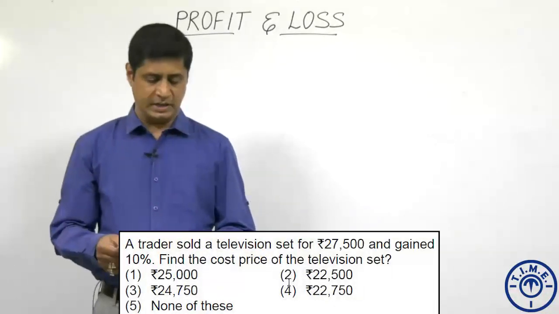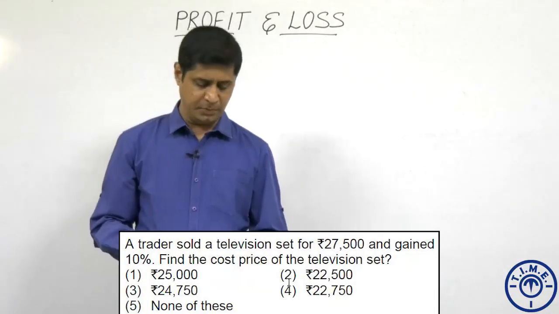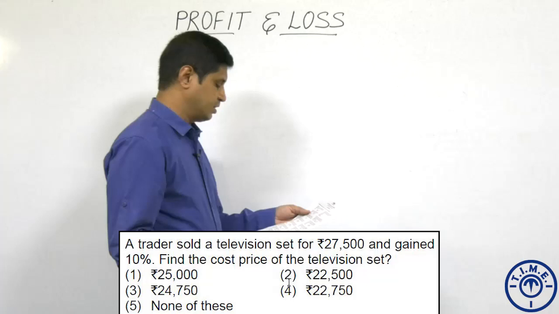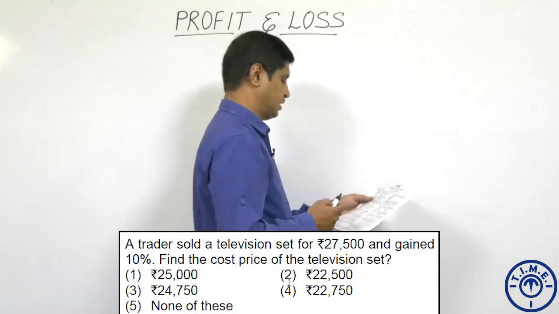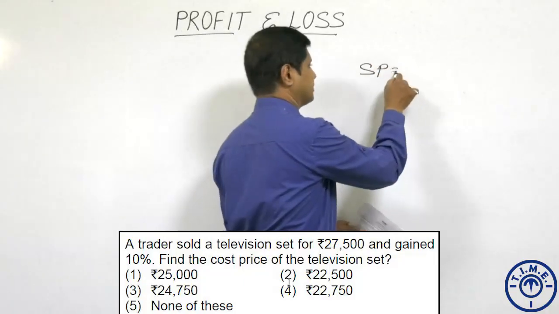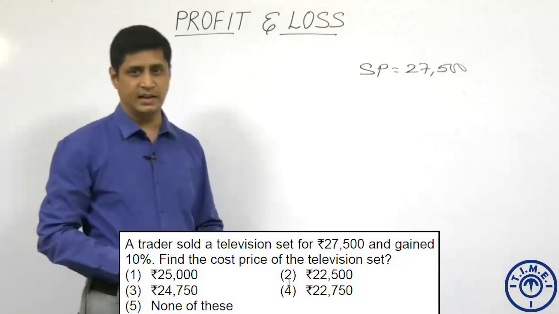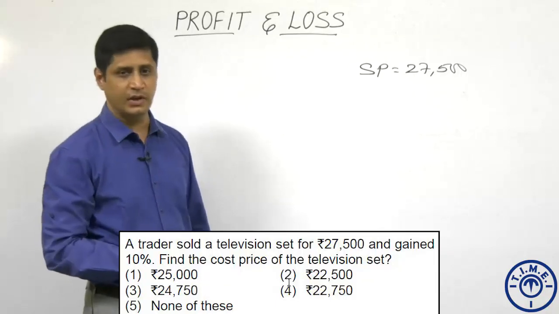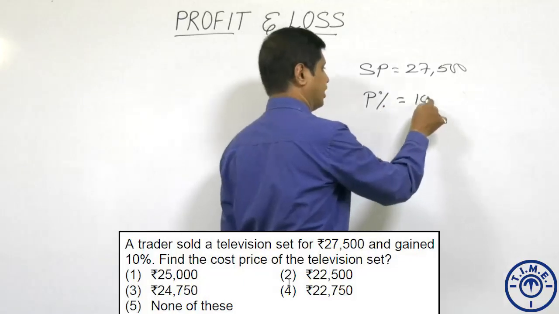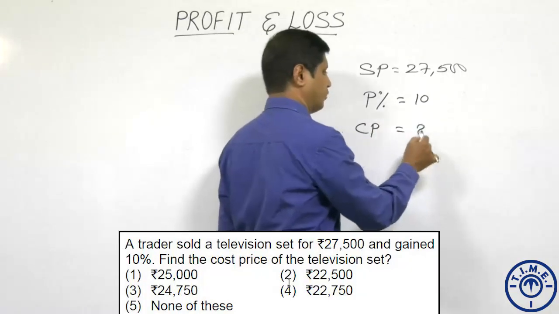A trader sold a television set for rupees 27,500 and gained 10%. Find the cost price of the television set. Now what is given in this example? The television set sold means selling price. Selling price of the television set is 27,500. Now on selling the television set at 27,500, making a profit. Profit or gain meaning is same. The profit is 10%. 10% is the profit, means what is its cost price? Cost price to be found.